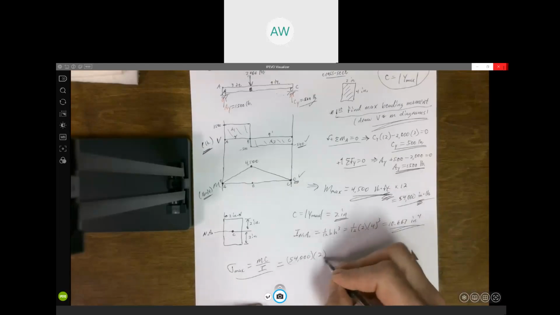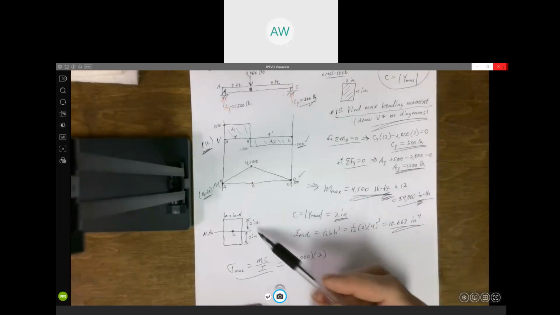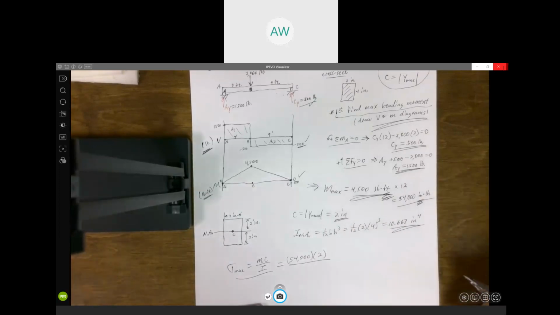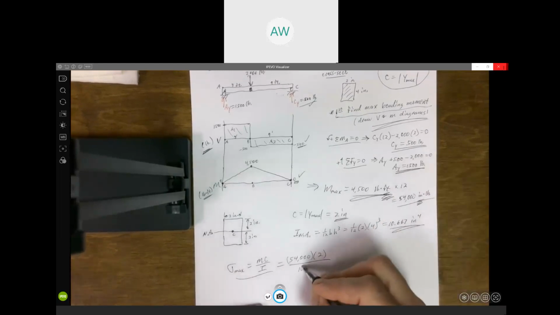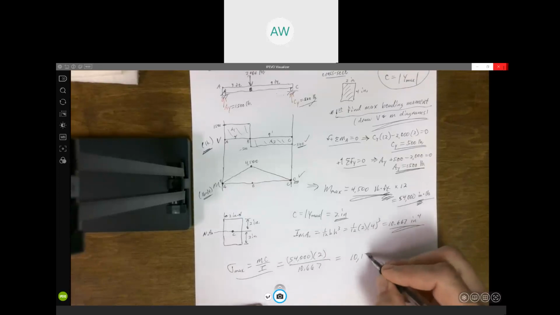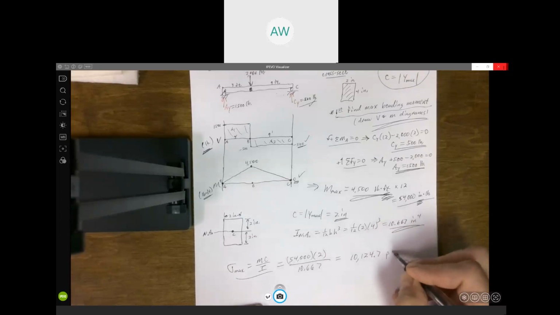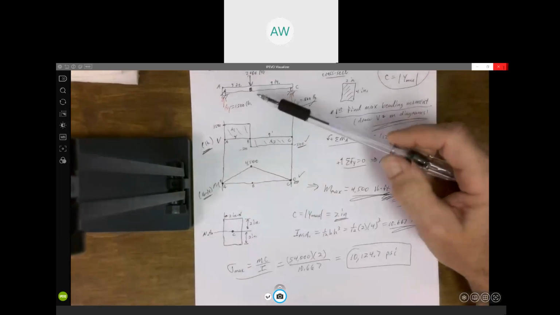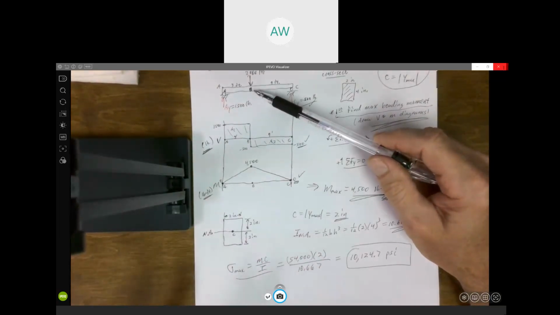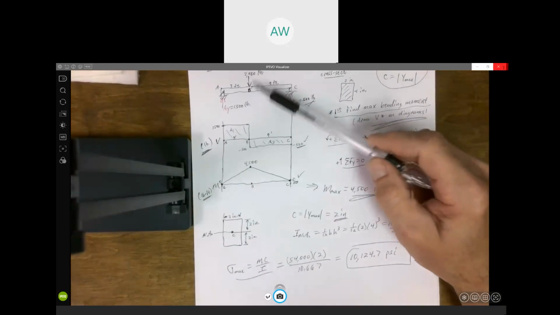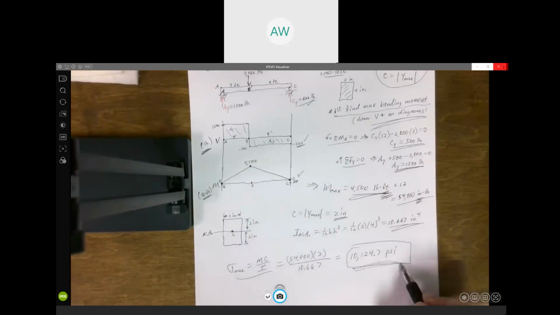C is 2 inches, because again, it's the same to the top or the bottom. Now, if those were not the same, we'd use whichever one was bigger. But it's the same, and they're both 2. And then divide by I. And I got 10,124.7, which needs to be psi. That is the maximum bending stress in this beam. It's going to occur on the cross section there at B. If you're looking longitudinally down the beam, that's where our maximum bending stress is going to be. So on that cross section at B, and that's what its magnitude is.